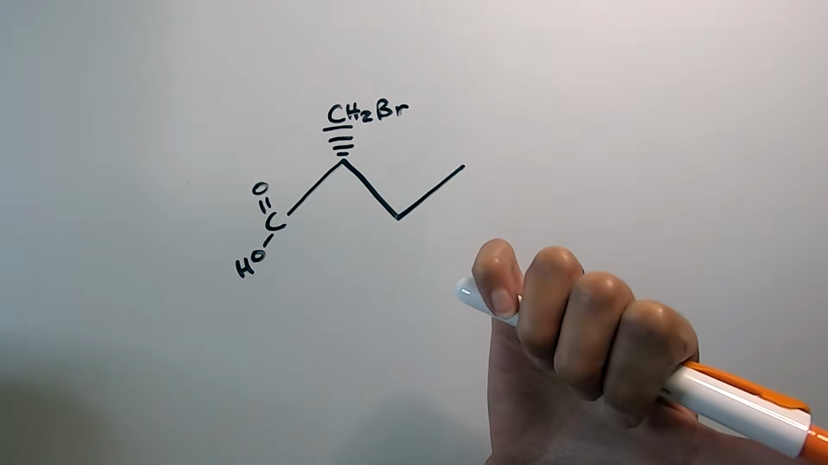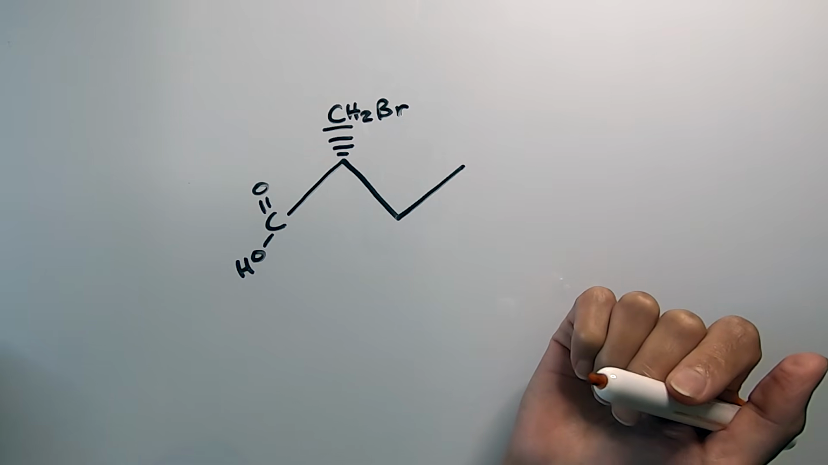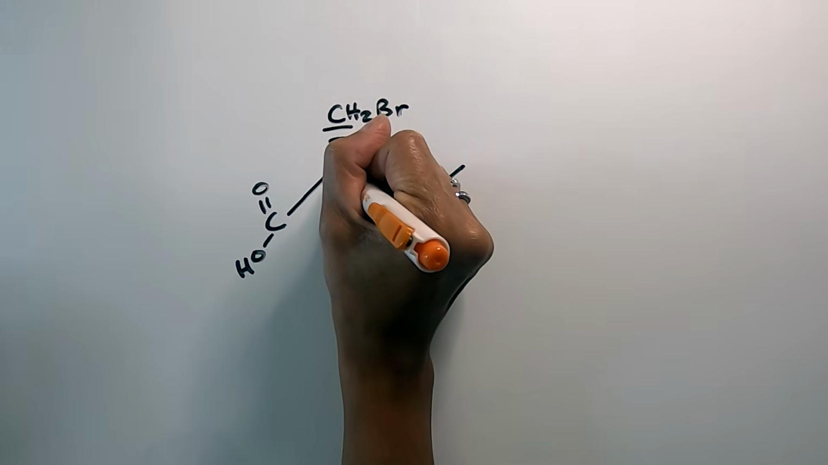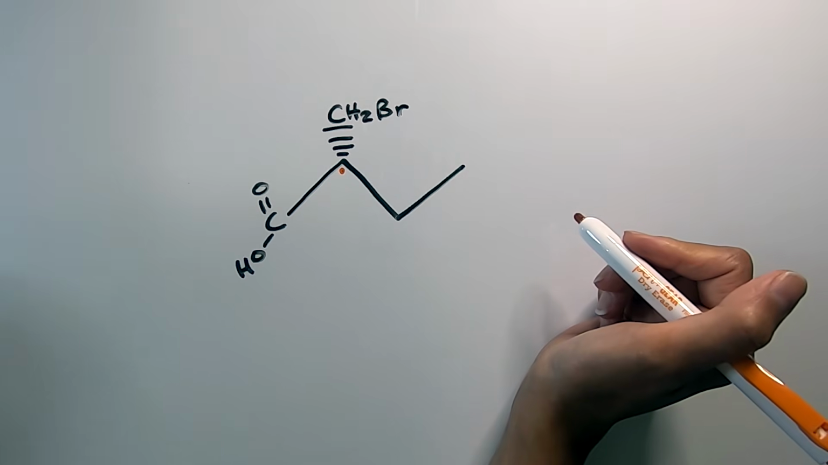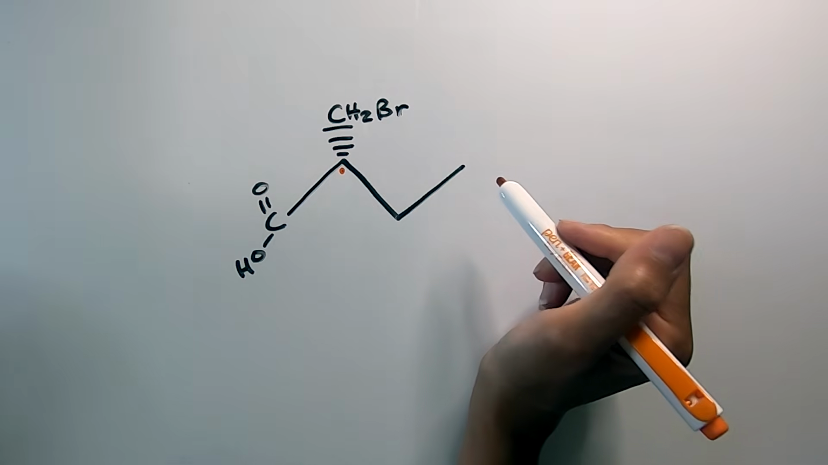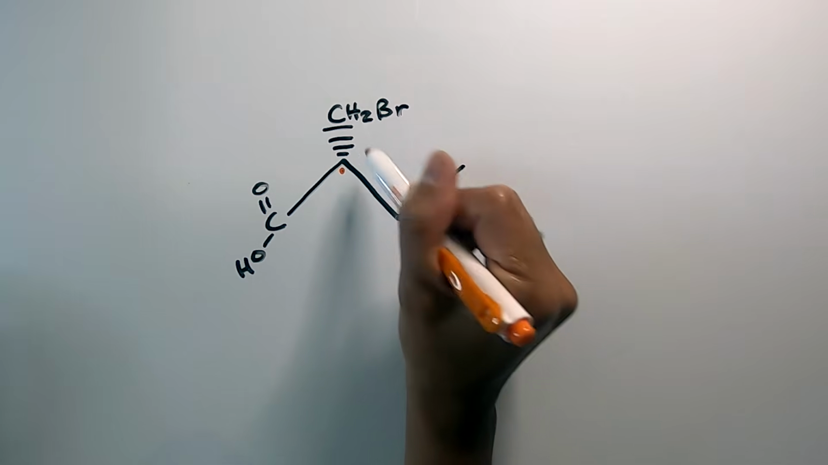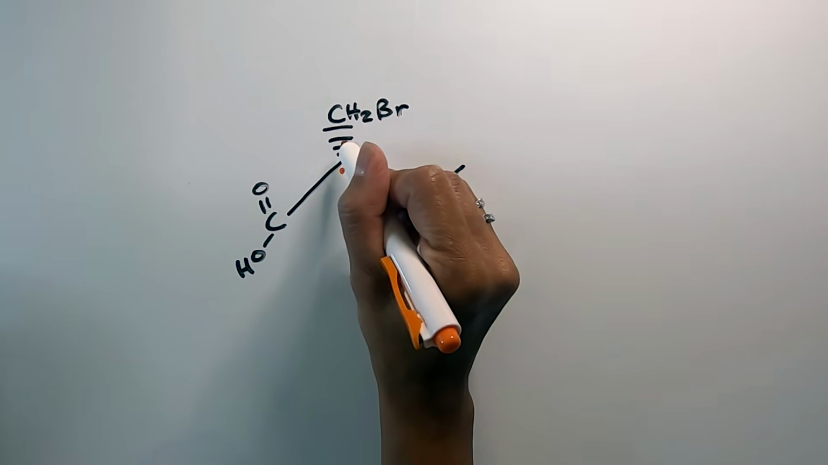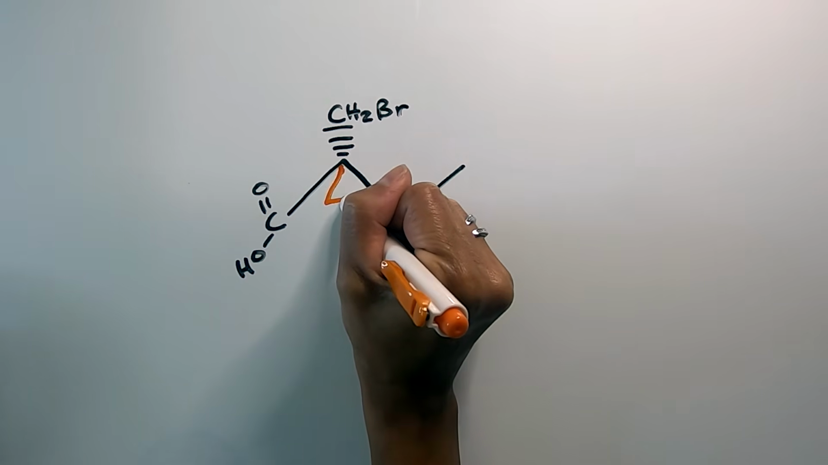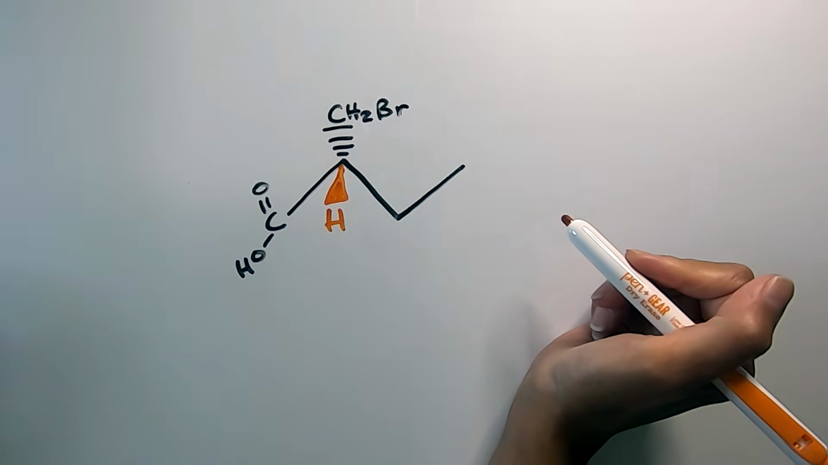So let's determine RS configuration with this molecule. So just like before, the first thing I'm going to do is identify the chiral carbon, which is right here. And notice a chiral carbon is one with 4 single bonds to 4 different things. And I know you don't see 4 bonds, you only see 3. But remember, wherever there's a dash, there is a wedge. So I'm going to go ahead and wedge out the hydrogen, which is hardly ever shown.